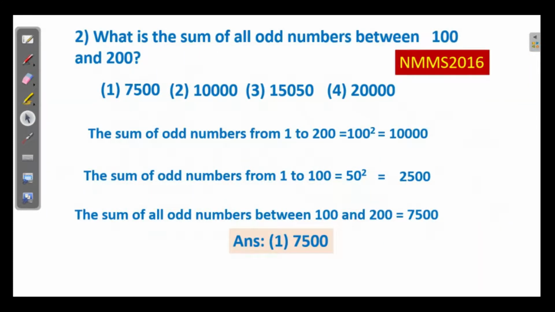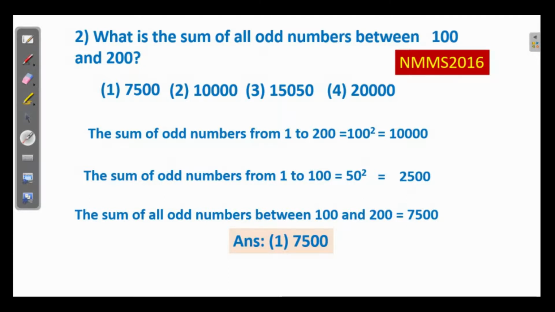Second question is, what is the sum of all odd numbers between 100 and 200? Similar question. Just we have seen the sum of odd numbers from 1 to 200 is n square, 100 square is equal to 10,000. The sum of odd numbers from 1 to 100, 50 odd numbers are there. So, 50 square is equal to 2,500, and the sum of all odd numbers between 100 and 200 is 10,000 minus 2,500 is equal to 7,500. Answer is 7,500.